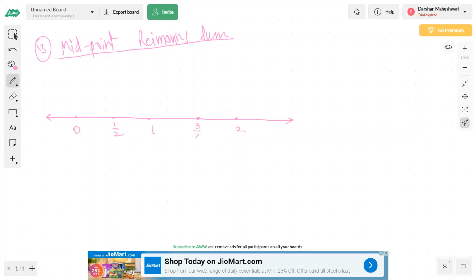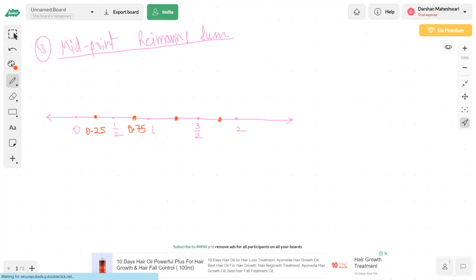Now for midpoint, obviously as the name suggests, we are interested in midpoints. So one midpoint is here, second, third, fourth. We have four midpoints, and that's what we are interested in. Let's name these midpoints: this will be 0.25, this will be 0.75. Over here we have 1.25, and over here we have 1.75.